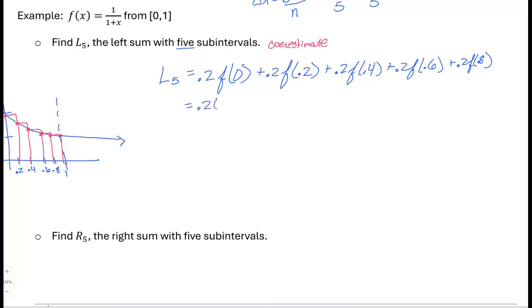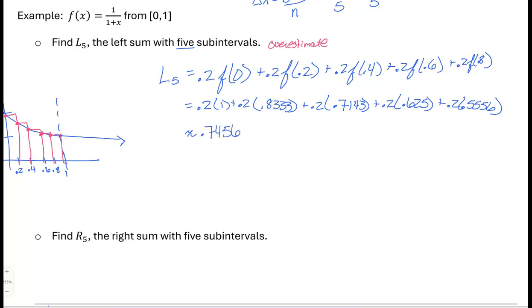When I plug in 0, I'm going to get a 1. When I plug in 0.2, I'm going to get a 0.8333. When I plug in 0.4, I get 0.7143. And then we get 0.625. And then 0.5556. And when I add all that together, I get about 0.7456. So that would be the overestimate that's coming from that left sum.